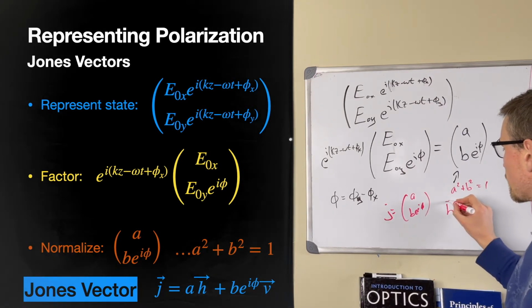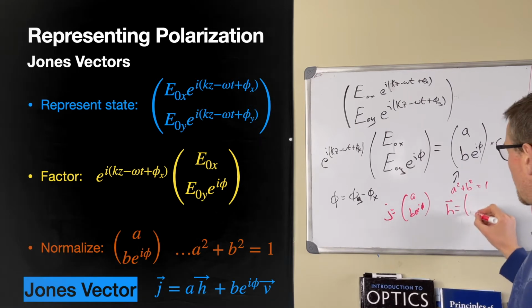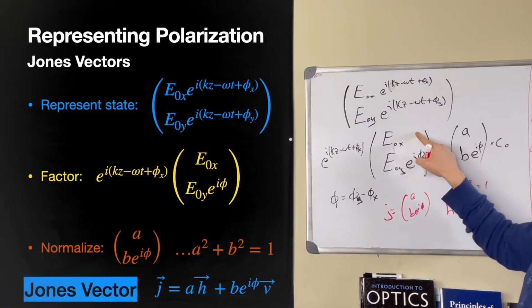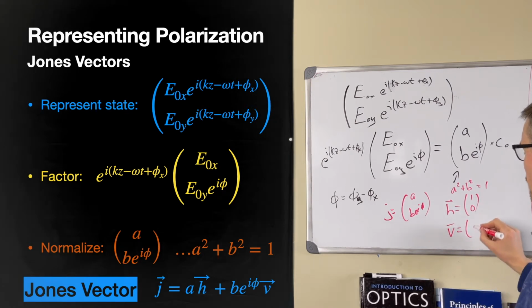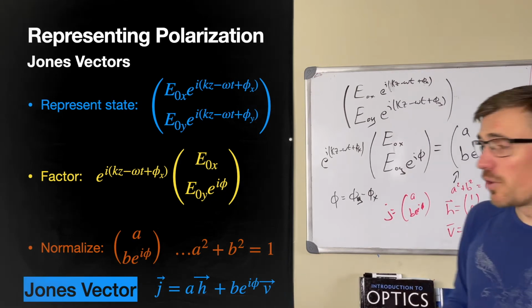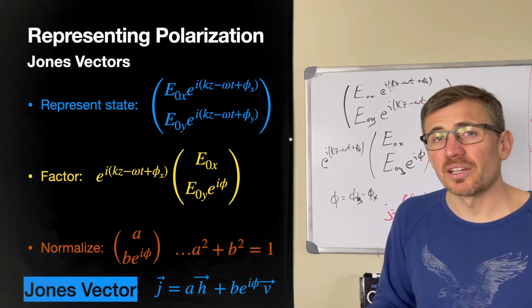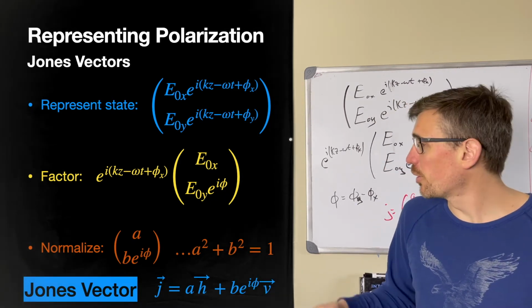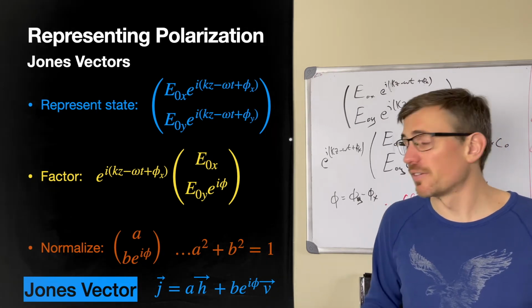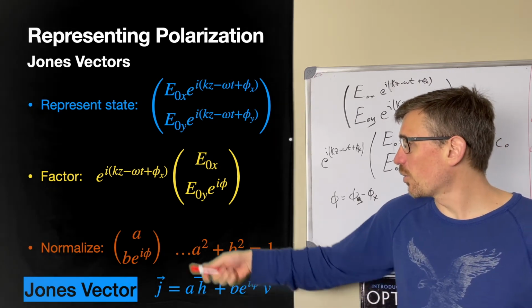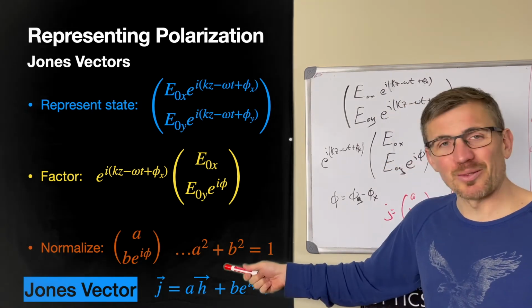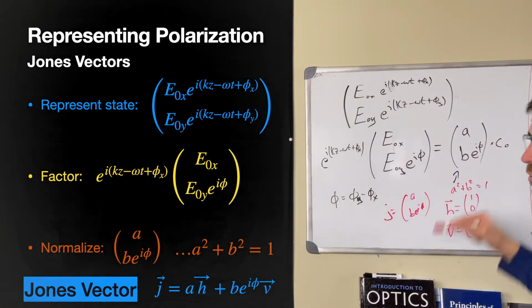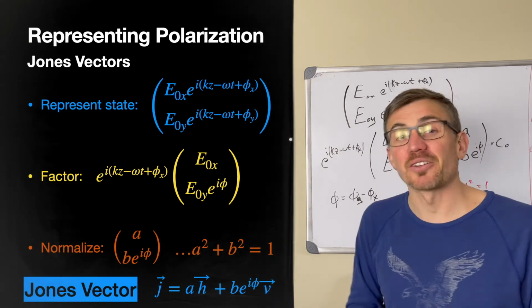We can write a horizontal state as just this, only the first component. And the vertical state Jones vector will just be like this. Therefore, as we've written here, we can do a vector breakdown of how much H and how much V we have. So we can write it in vectorial form, or just algebraic form, I guess.